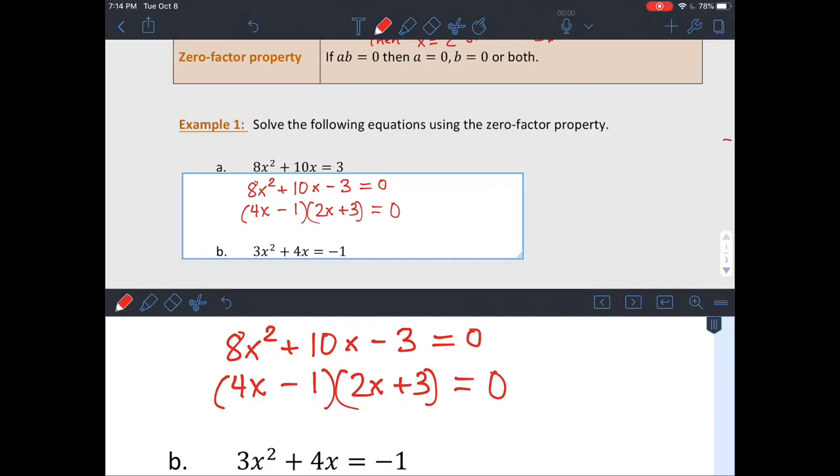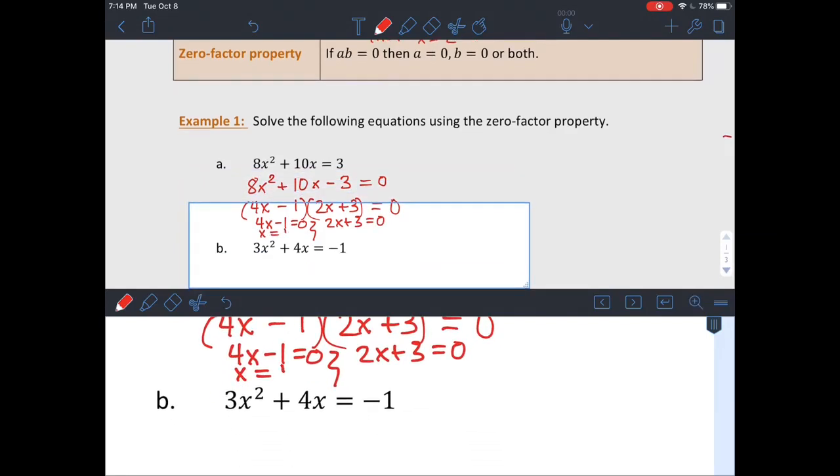So you could set 4x minus 1 equal to 0 and 2x plus 3 equal to 0. Solve each one, so you'd have to add 1 and divide by 4 to get 1/4. And then subtract 3 and divide by 2 would get you -3/2. And those are your two solutions to that quadratic equation.